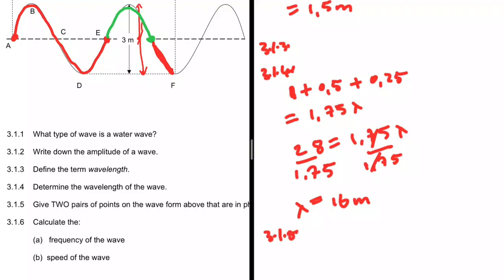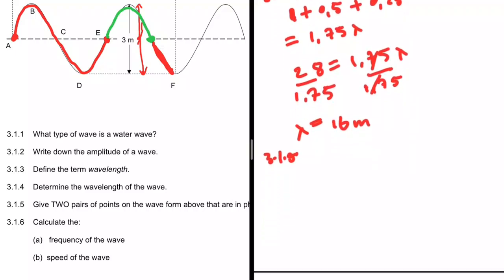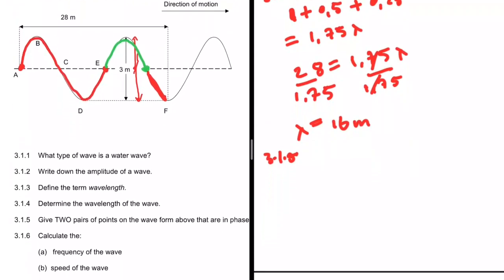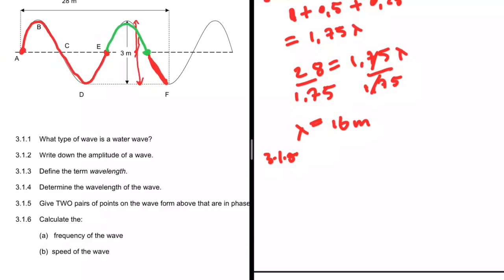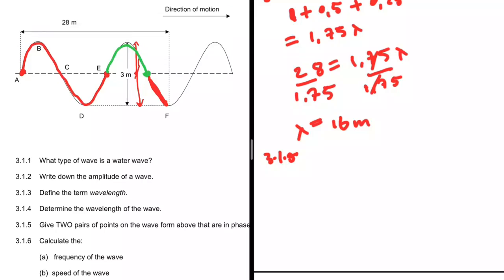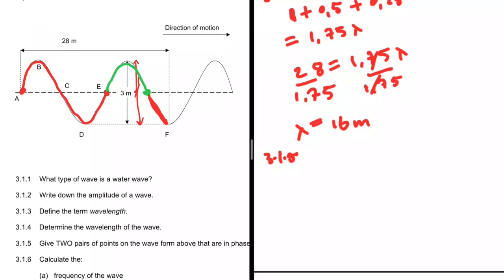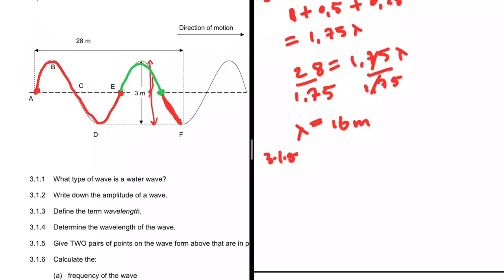Let's take a look at 3.1.5. Give 2 pairs of points on the waveform above that are in phase. So we need to know the definition of in phase. 2 points are in phase if they have a whole number of wavelengths between them. That's when we say that points are in phase. So let's see which points have a whole number of wavelengths between them.